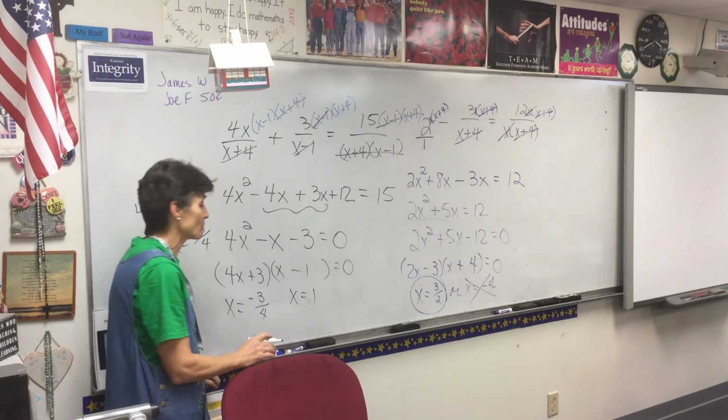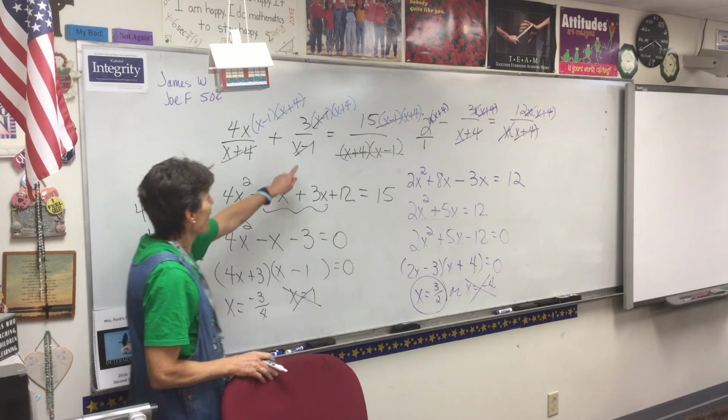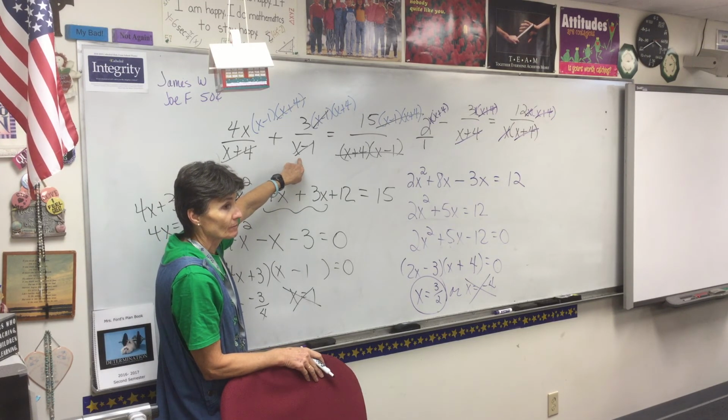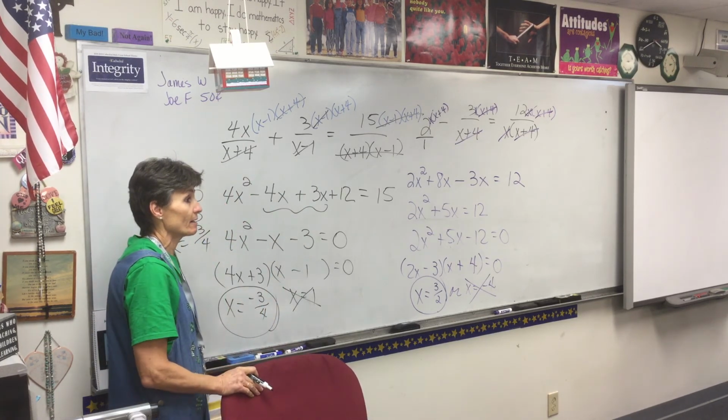Uh-oh, Mason says we got trouble in River City right here. Because what happens if we put 1 in? You get 0 in the bottom, and that's not allowed. So the only answer to the problem is negative 3/4.